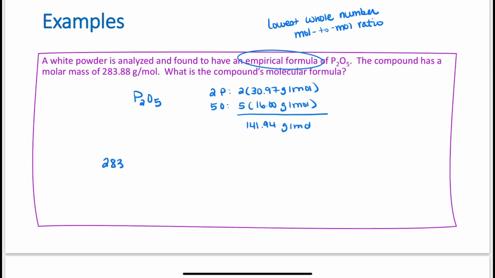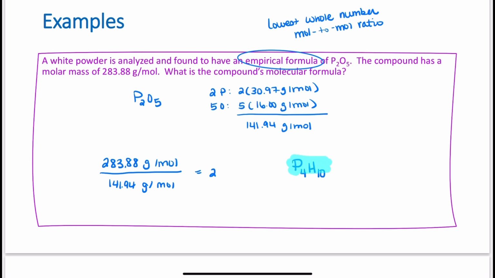I'm going to take that molar mass, 283.88 grams per mole, and divide it by the molar mass of my empirical formula, 141.94 grams per mole. Gives me a ratio of 2. Remember, what does this tell you? This is telling me that my molecular formula is double that of my empirical. So that means, while my empirical formula is P2O5, my molecular formula would be double that at P4O10.